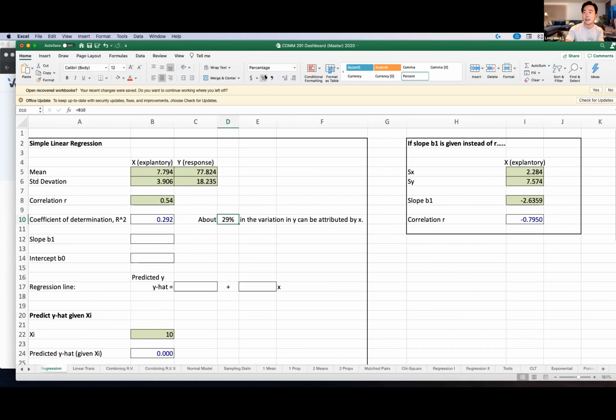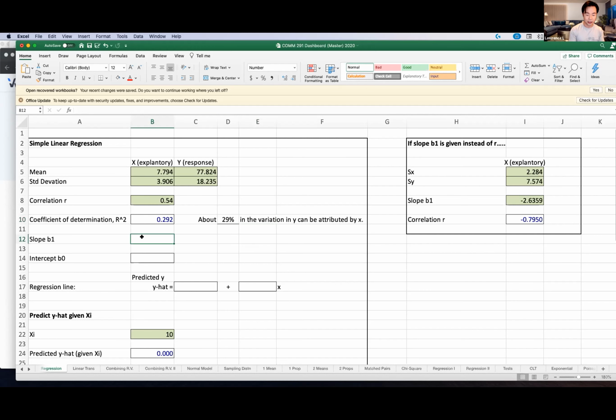and then make that into a percent using this symbol. So the interpretation of R squared is not just saying goodness of fit. There's a better way to explain it. About 29% of the variation in Y can be attributed to, or can be explained by, the X variable.